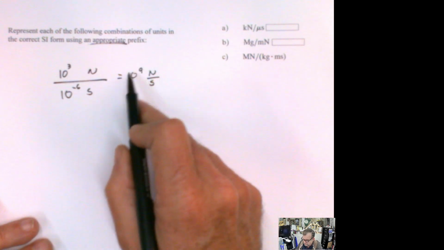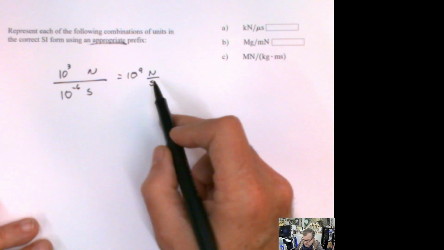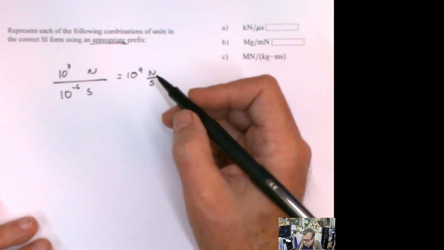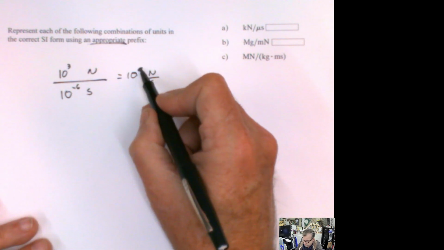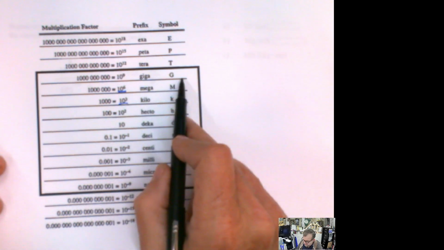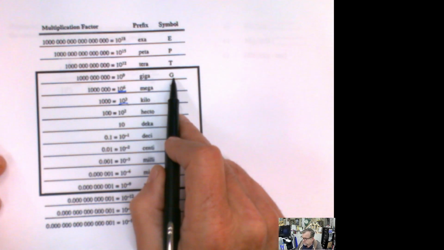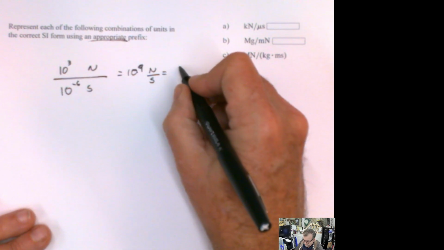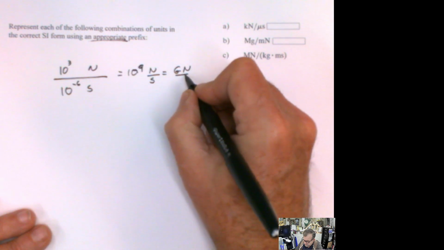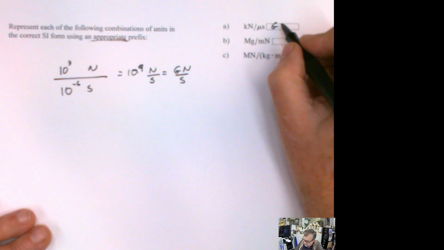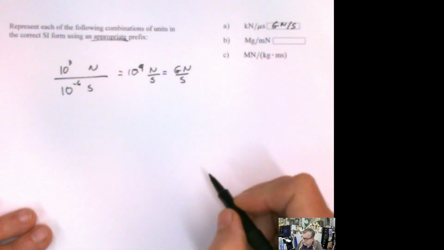Now, could you express your answer like that? Yes, you could, but this is not the elegant way of doing it. So then you look at this 10 to the 9, and 10 to the 9 is giga. So that will be giganewtons per second. That will be the answer for this one, giganewton per second.